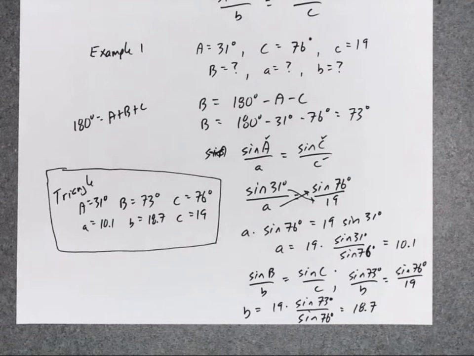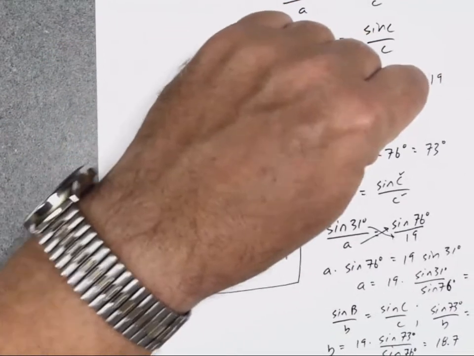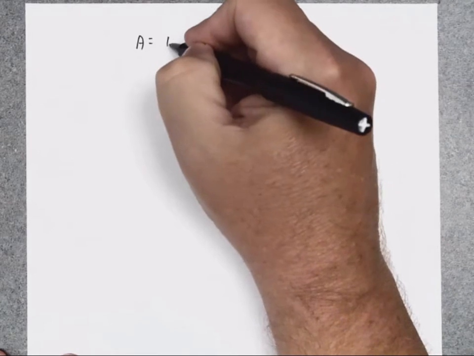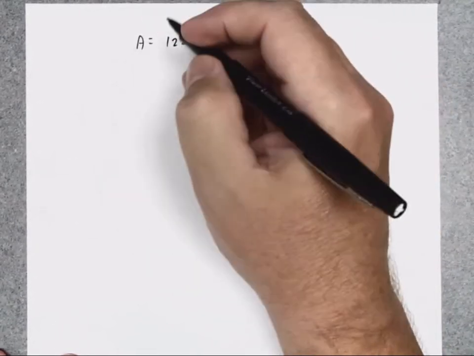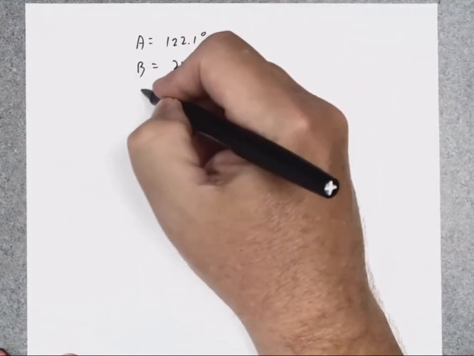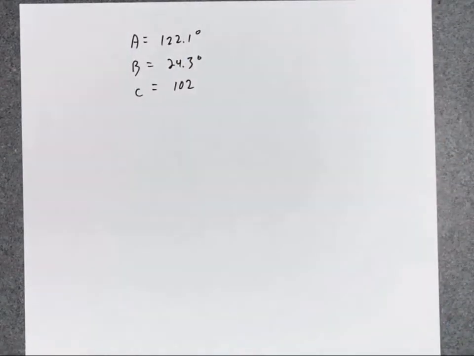Now let me do one more example. If we're given a triangle where we're given two sides and one angle. Now let's compare it with this first problem. First problem, we were given angle A, angle C, and side C. Once again, I have this matching pair. Now you're going to see this problem's a little different in that we're given angle A, 122.1 degrees, angle B, 24.3 degrees, and side C is a length of 102.